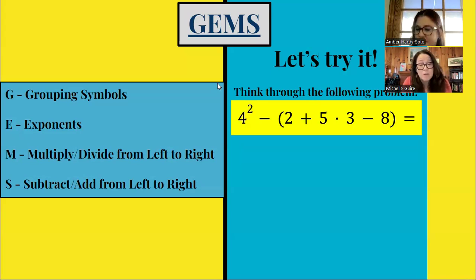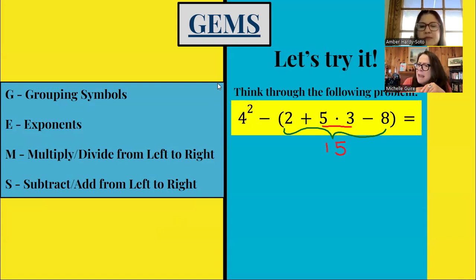This problem says 4 to the second power minus the quantity, and I say that because it's within the grouping symbols, 2 plus 5 times 3 minus 8. So when we look at that, we look at the grouping symbols and we see what's inside, and we still follow the GEMS order. Inside the parentheses, we have 2 plus 5 times 3 minus 8. Well, what comes first? Addition, multiplication, or subtraction? When we look at GEMS, we have multiply and divide from left to right comes before add and subtract. So we're going to do 5 times 3, which will give us 15.